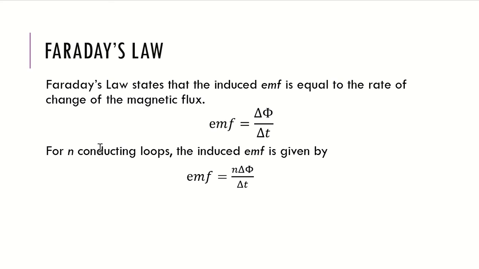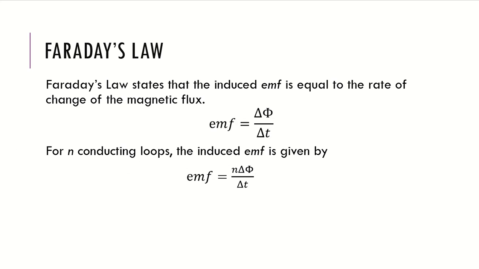If we have n conducting loops, then it's n multiplied by the change in flux. Recall that the change in flux is the final flux take the initial flux, and you're going to have to calculate that. This is actually Faraday's law, which I didn't make clear. Faraday's law states that the induced EMF is equal to the rate of change of magnetic flux, so the change in flux over time. And this is Faraday's law for n conducting loops.